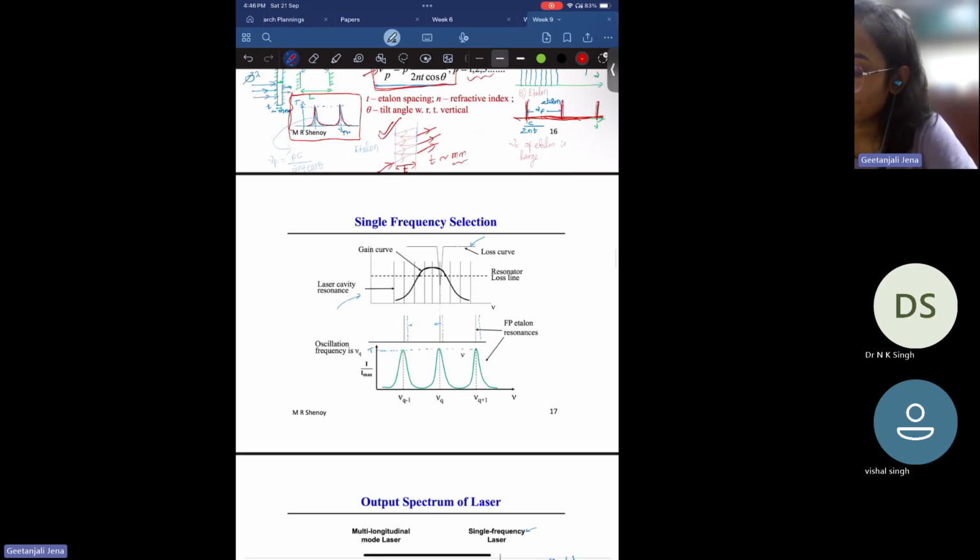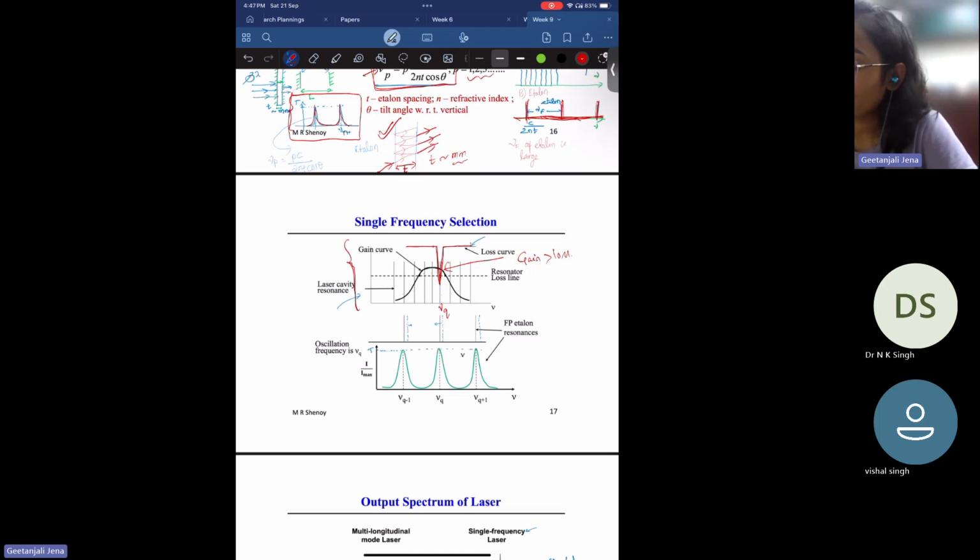So this is the gain curve we have seen earlier. To achieve a single frequency oscillation, we want a loss curve like this. Around other frequencies, the loss is high, but around the frequency that we want to oscillate, the loss is much less. So for this frequency, the gain is greater than the losses in the system, and the cavity will now oscillate around this frequency, let's say nu q.